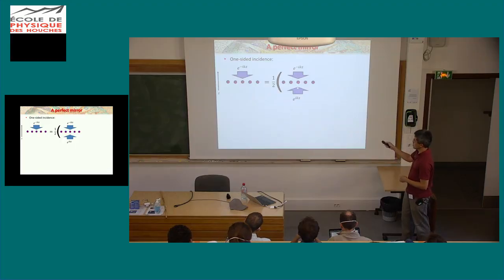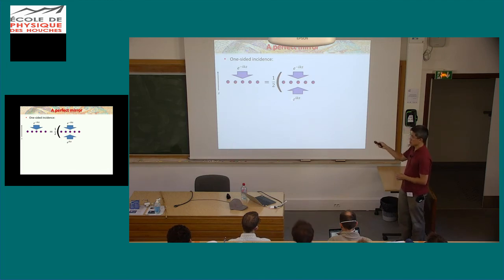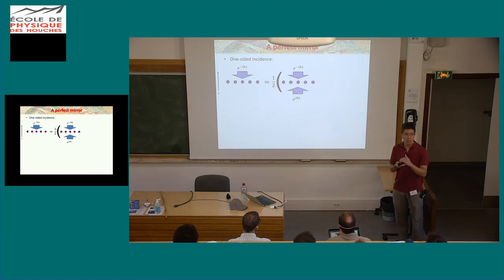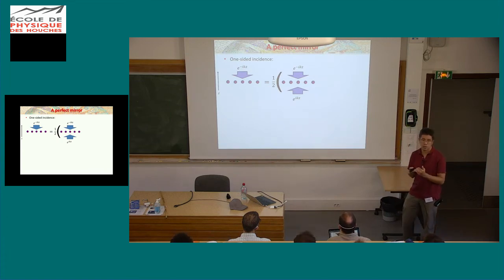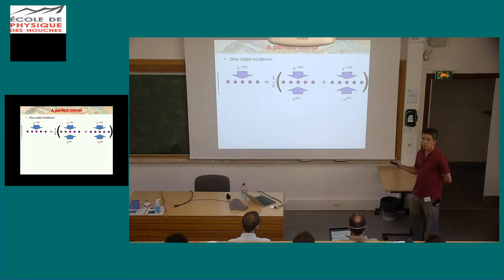One possibility is that instead of sending in light from one direction, I send in light from both directions, and the relative phases of these fields are equal. What that means is that in the plane of the atomic array, they constructively interfere and form an antinode of a standing wave. Plus, I can send in light from both directions, but put a minus sign on this field here. That means that in the atomic plane, these incident fields completely destructively interfere and form a node, so the atoms effectively don't see the light at all, or vice versa, the light doesn't see the atoms.